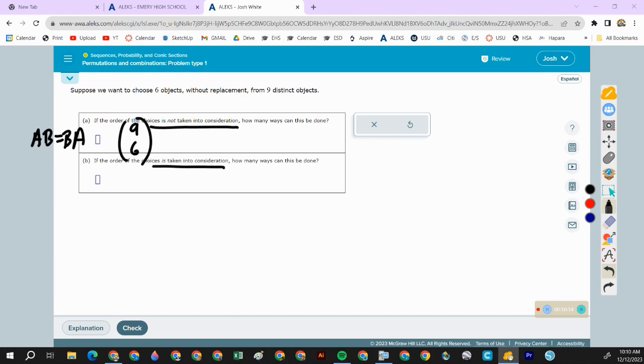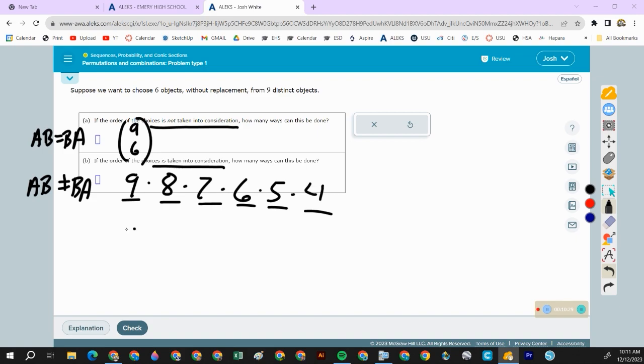If order is taken into consideration, that means AB is not equal to BA. And we have 6 spaces. 9 times 8 times 7 times 6 times 5 times 4. Or I could do 9P6.